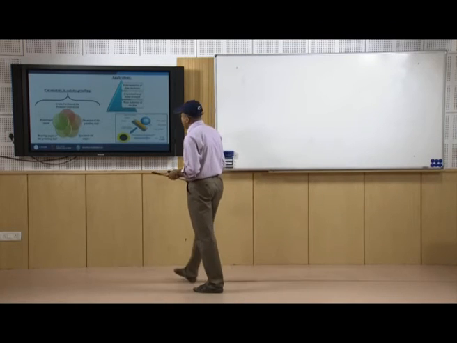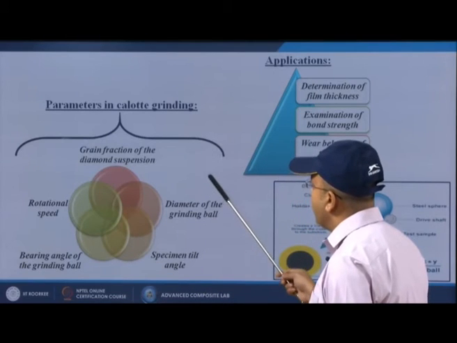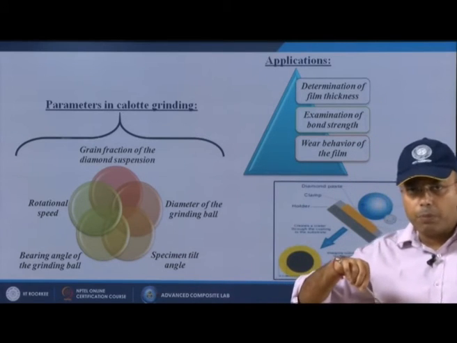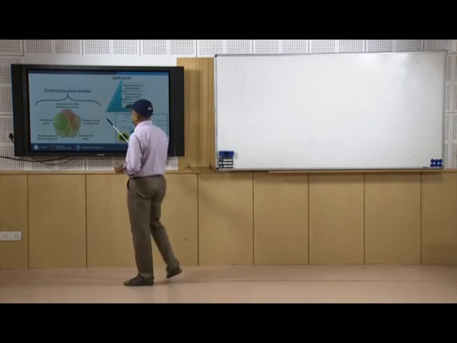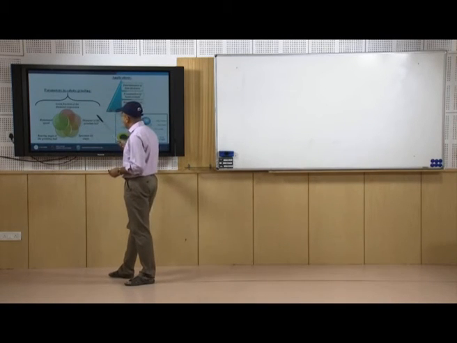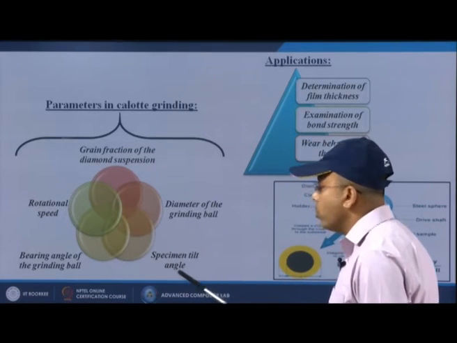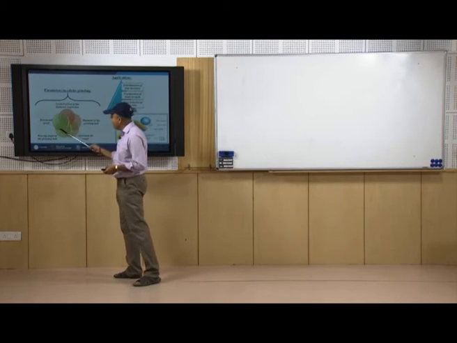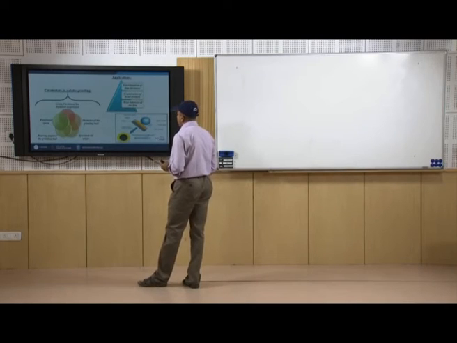So, here are the different parameters which influence the calot test, or the calot grinding. What are those? First one is the rotational speed, the rotational speed of that ball which is rotating onto our coating surface. Second is the grain fractions of the diamond suspensions. Then the diameter of the grinding ball, whether it is too small or too big, and the specimen tilt angle. So, whether that ball directly hits the substrate or puts a certain kind of angle onto the substrate or not, then the bearing angle of the grinding ball. So, these all are the input parameters for the calot test results.